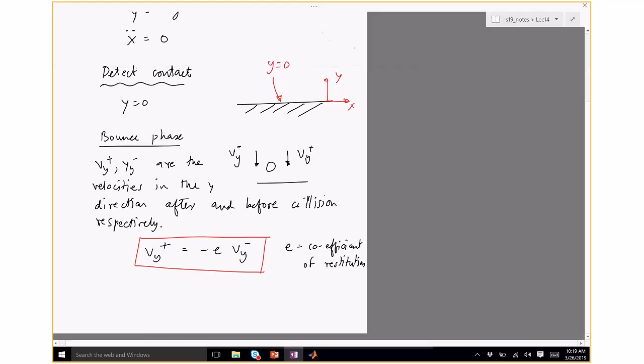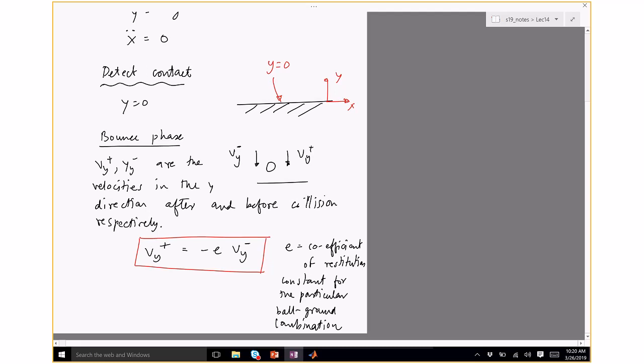It's a constant for the particular ball-ground combination. A tennis ball falling on concrete would have a different e from a tennis ball falling on carpet, or from a ping pong ball falling on concrete. So that really depends on the pair.